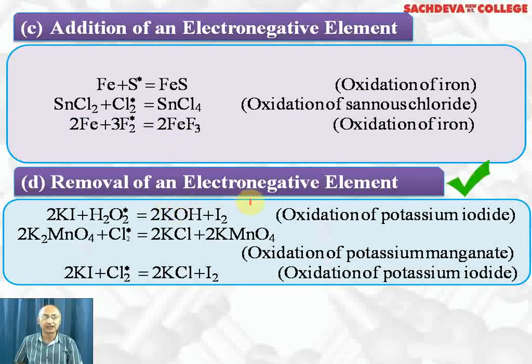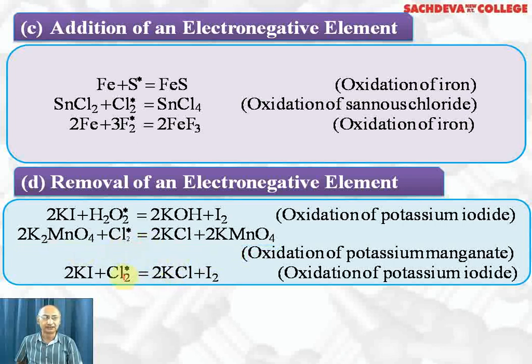Next we are taking removal of electronegative element. 2 moles of potassium iodide plus hydrogen peroxide. This hydrogen peroxide is oxidizing agent. It is oxidizing potassium iodide to 2 KOH plus iodine. So here removal of electronegative element means iodine is getting removed. Therefore it is oxidation. K2MnO4 plus Cl2 gives you 2 KCl plus 2 KMnO4. K2MnO4 is potassium manganate and KMnO4 is potassium permanganate. So here we are oxidizing potassium manganate to potassium permanganate with the help of chlorine.